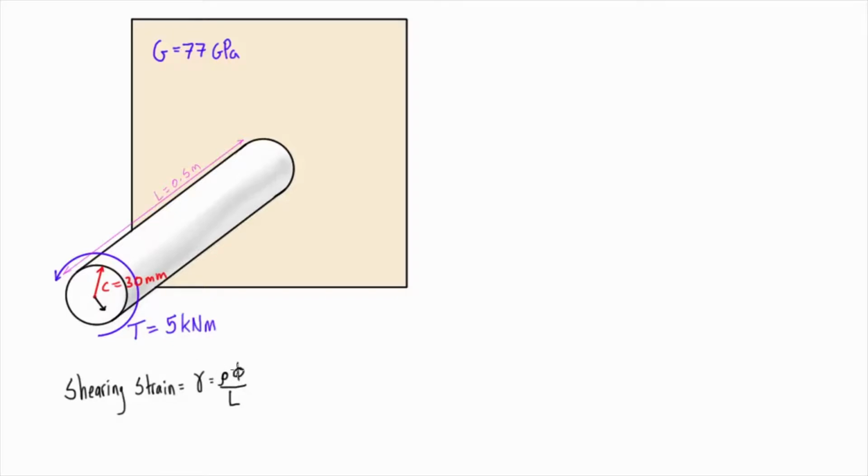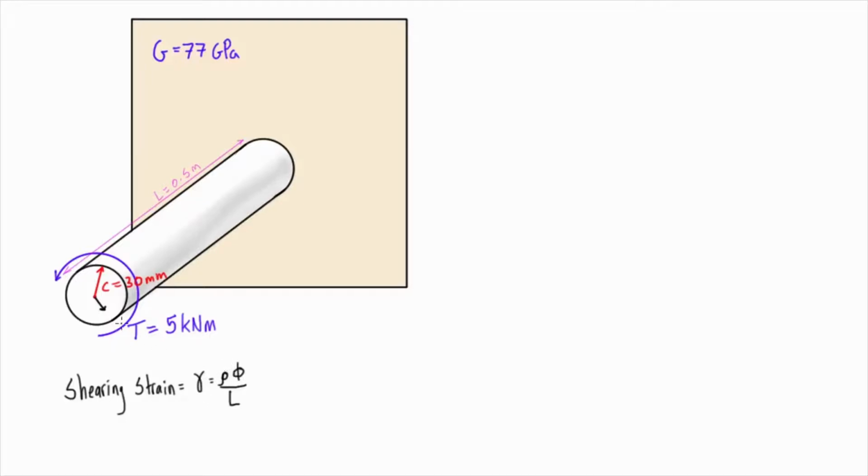We also have the angle of twist here in units of radians, and then we divide by the length to that cross section that we're looking at. So if we're going to the very end like this, then we'd be dividing by the length here of 0.5 meters in this case. And then those units, when we divide them out, give us our shearing strain, gamma, in units of radians.